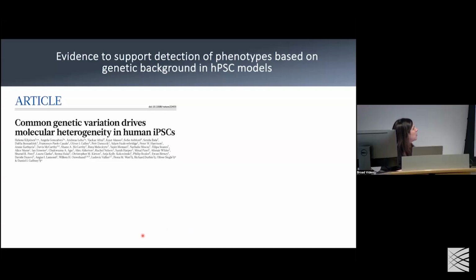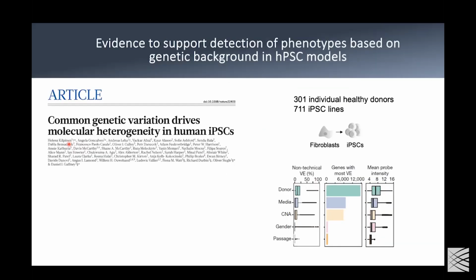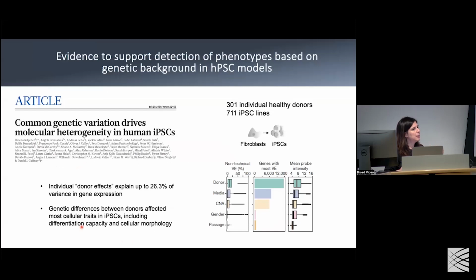Here we're highlighting this study from Helena Kilpinen and her colleagues, whereby they used 301 individual cell lines derived from 301 individual healthy donors and derived iPSCs, and then profiled them in a variety of different ways. And what they found is that individual donor effects explain up to 26.3% of variance in gene expression. They further found that genetic differences between donors affected many cellular traits, including differentiation capacity and cellular morphology. And there are many other studies that further support this.